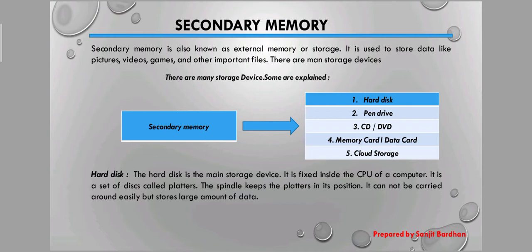Okay, now here are examples of secondary memory devices. Number one is hard disk. Hard disk is mainly an internal storage device. That means the hard disk is present inside the CPU box. Next is pen drive, which is external. CD is external. Memory card, data card and cloud storage. We will know them one by one.